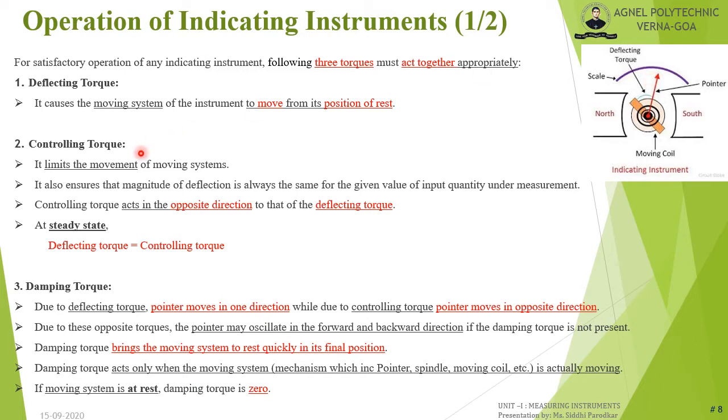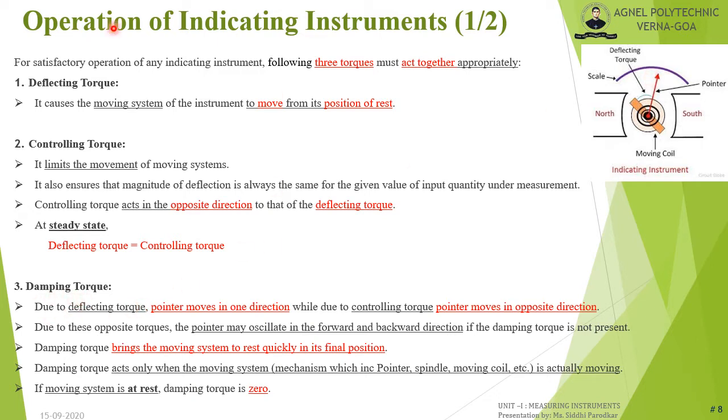Second type of torque is controlling torque. Controlling torque limits the movement of the moving system. That is, it acts in the opposite direction to that of the deflecting torque. So this is required because the pointer should be at 5 amperes and not go beyond that. Thus, at the steady state, that is when the pointer is at rest, deflecting torque will be equal to controlling torque. The last type of torque which is required is damping torque.